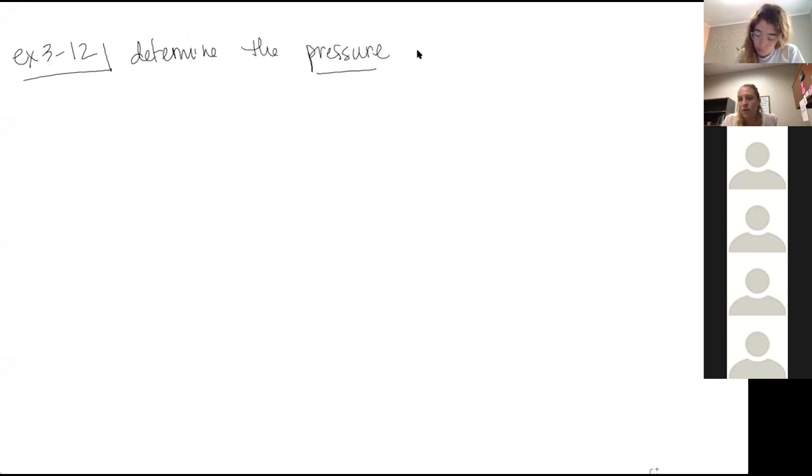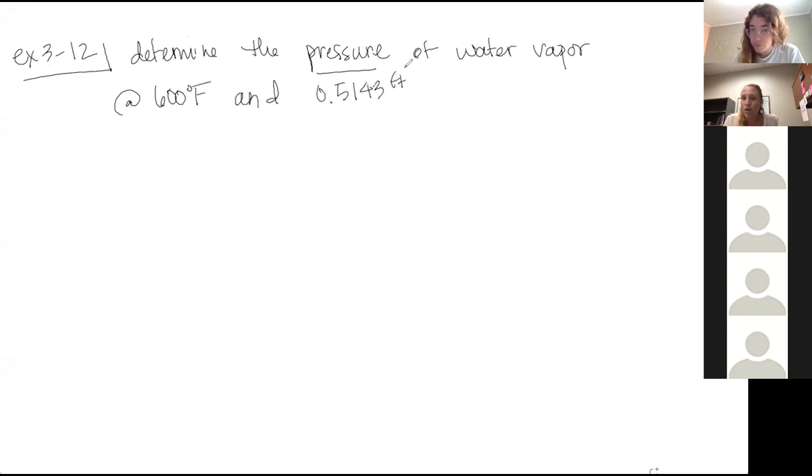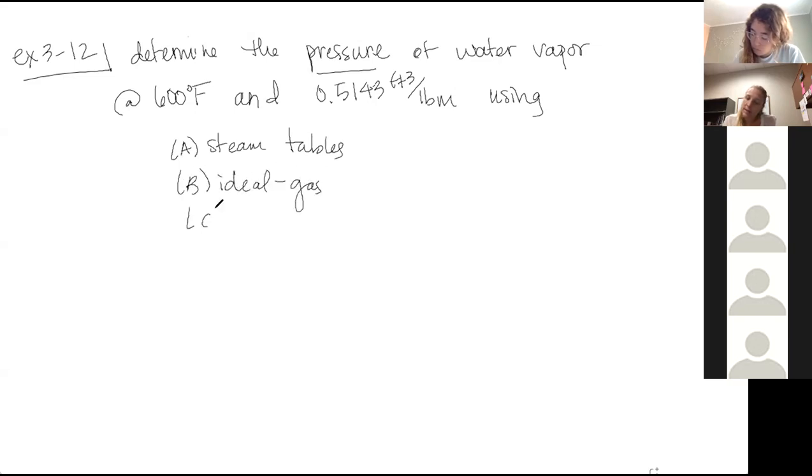So I know there's only a couple minutes left. I tend to always end early. So there's example 3.12 in your book that says: determine the pressure of water vapor at 600 degrees Fahrenheit and 0.5143 cubic feet per pound mass using A, the steam tables, B, ideal gas, and C, generalized compressibility chart. I'm just going to write GCC.